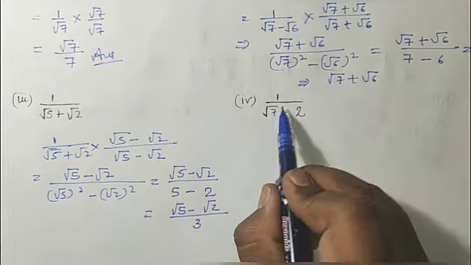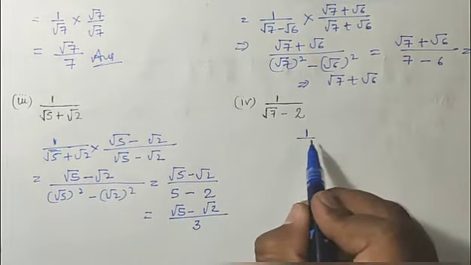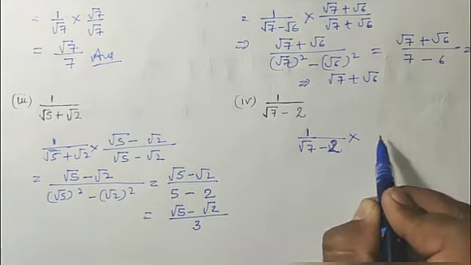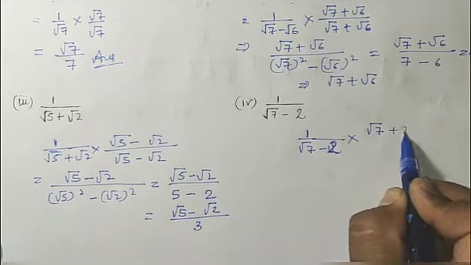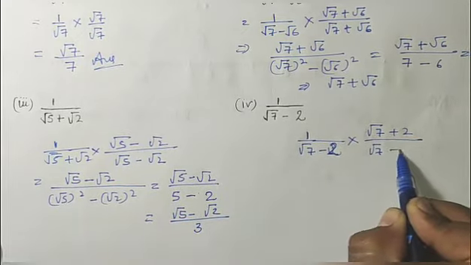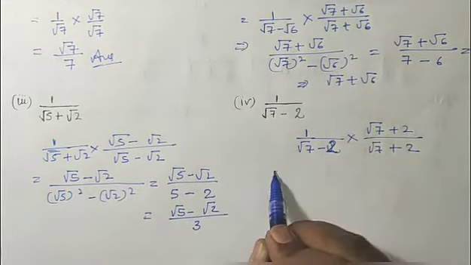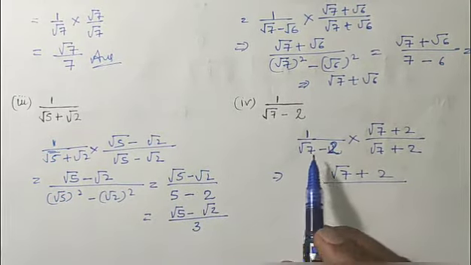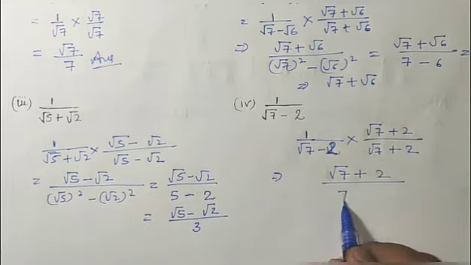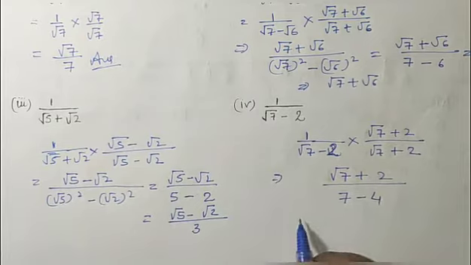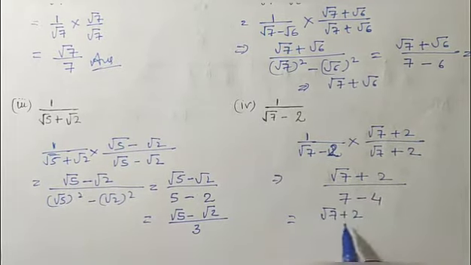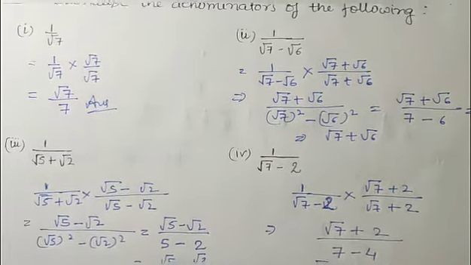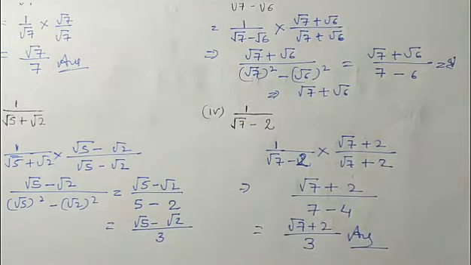Now, 1 upon under root 7 minus 2. How will you solve this question? Here only 2 is there, so you should multiply by under root 7 plus 2 upon under root 7 plus 2. In the numerator directly you will get under root 7 plus 2, and in the denominator, a plus b, a minus b, under root 7 square is 7 and 2 square is 4, so you will get under root 7 plus 2 upon 7 minus 4, that is 3. So this will be your answer. Now students, this exercise is finished.